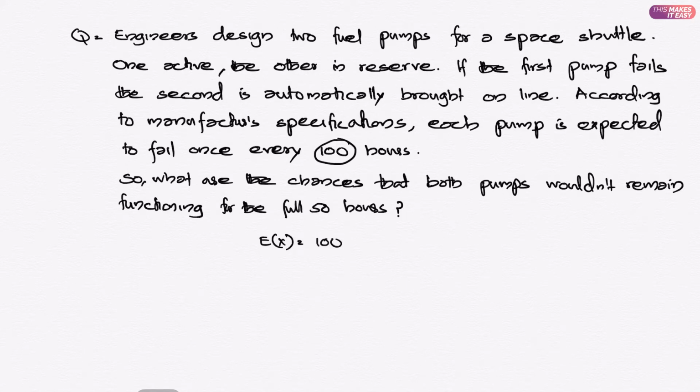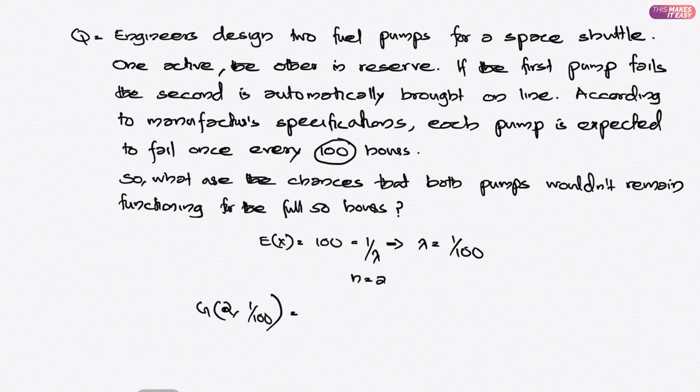Basically, the life of each pump follows an exponential distribution. Then the mean of the exponential distribution is equal to 1 by lambda. It implies that lambda is equal to 1 by 100. And we are looking at 2 events, basically 2 failures. So n is 2. So we got the value of n and lambda. So this is basically following Gamma(2, 1/100).